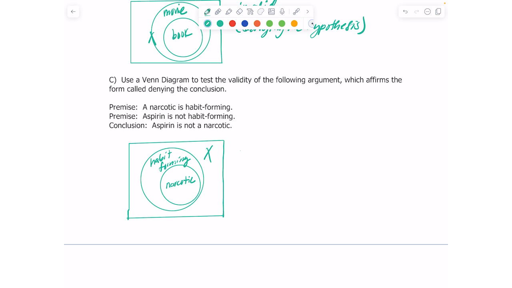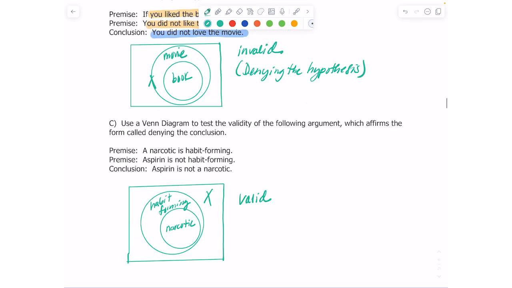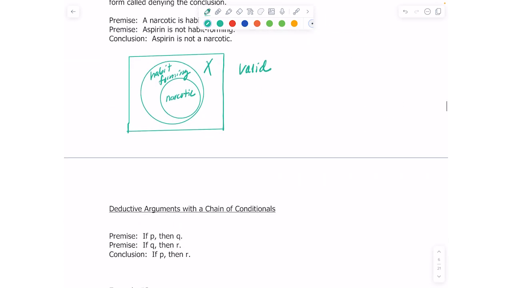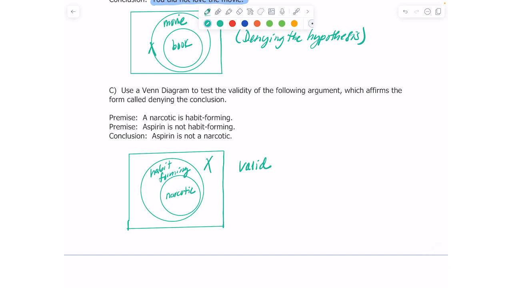So because the X is outside, look at your conclusion, aspirin is not a narcotic. Because it's outside, that's a valid argument. And if you look again at the P's and Q's, you can relate it back to denying the conclusion, right? If P, then Q, Q is not true, so P is not true. So here, Q is not true: aspirin is not habit forming. So therefore, P is not true: aspirin is not a narcotic. So that would be denying the conclusion.